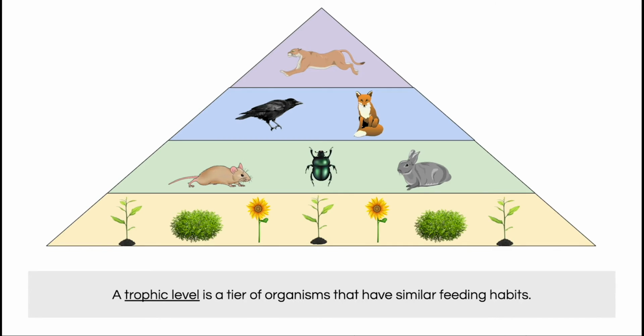Each of these organisms, be it producers, primary, secondary, or tertiary consumers, occupies a trophic level. A trophic level is a level on a food chain that contains organisms that have very similar feeding behaviors. For example, mice and rabbits are often grouped together in the same trophic level because they both are primary consumers and both eat plants to get their energy.